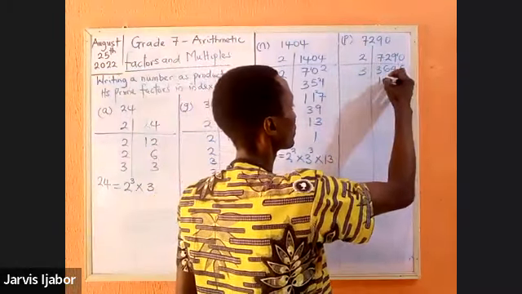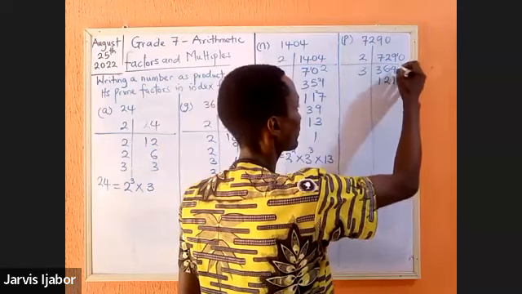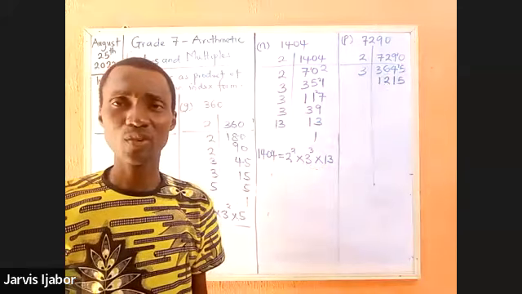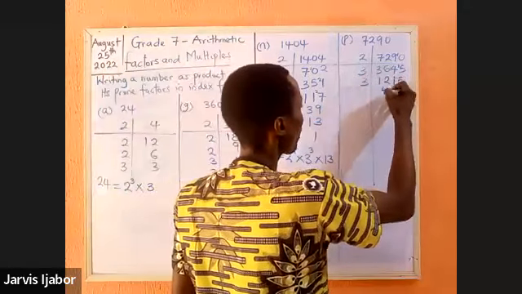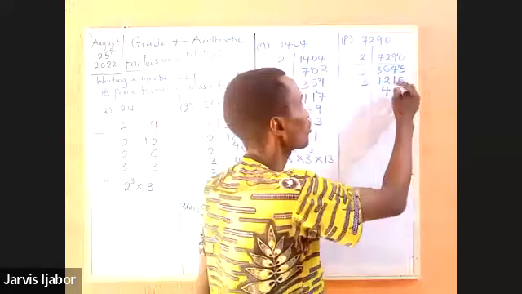1, 2, 1, 5. What else can I try? I can try 3 again. 4. Now, 3 into 1, it cannot. So I will drop a 0.